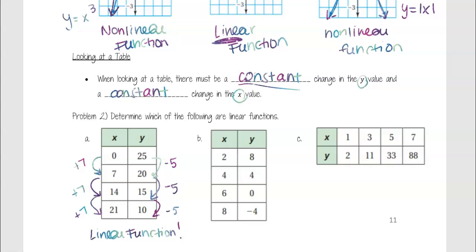Let's check out B. 2 to 4, I add 2. 4 to 6, I add 2. 6 to 8, I add 2. Okay, looking good. 8 to 4, I subtract 4. 4 to 0, I subtract 4. 0 to negative 4, I subtract 4. Linear function.